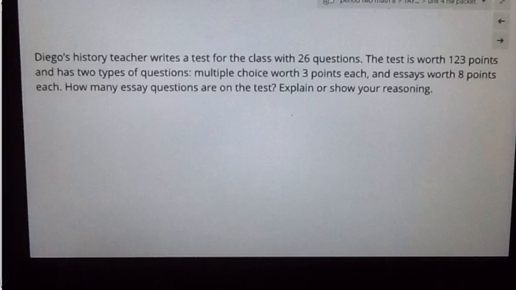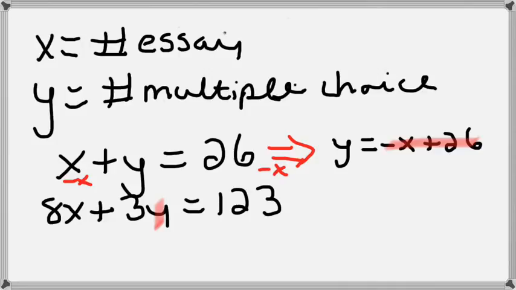You only have this one problem, and so here's the setup. There are 26 questions on the test, and they're made up of essay questions and multiple choice. The essay questions are 8 points, and the multiple choice are 3, and they want to know how many essay questions there are. The whole test was worth 123 points. So if x equals the number of essay questions and y equals the number of multiple choice, then the first equation is x plus y equals 26.